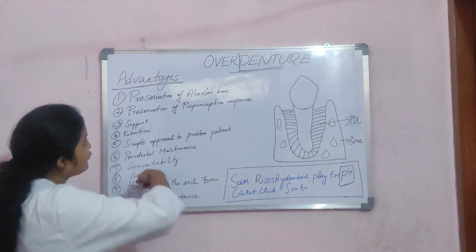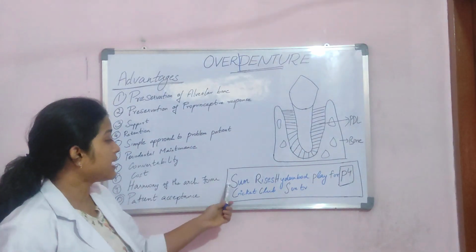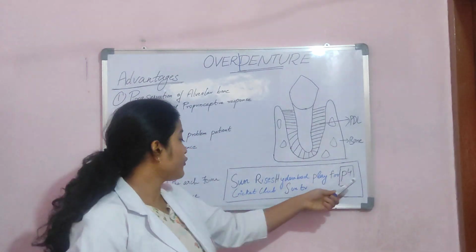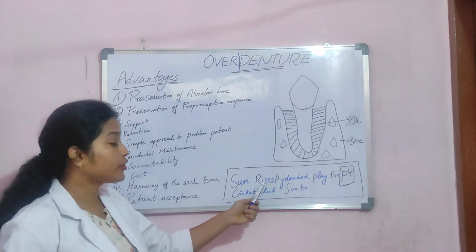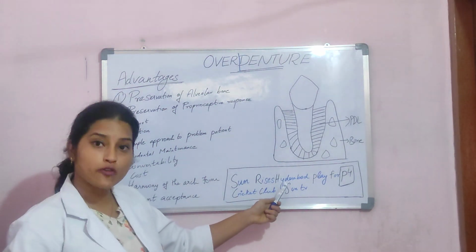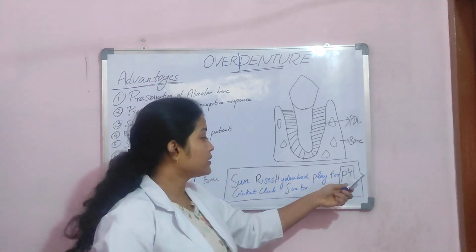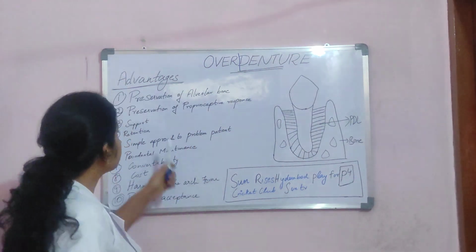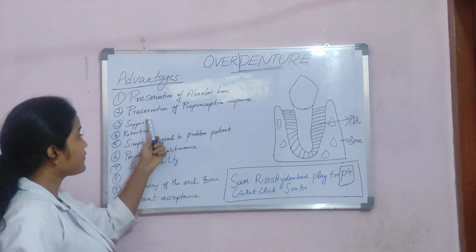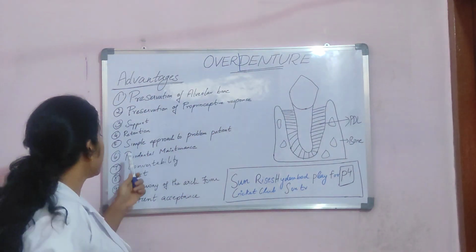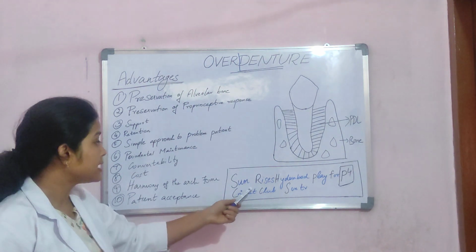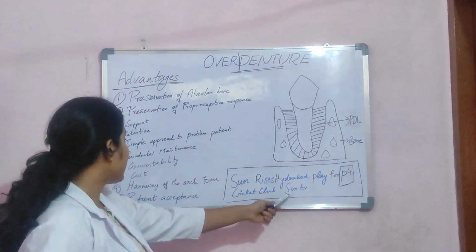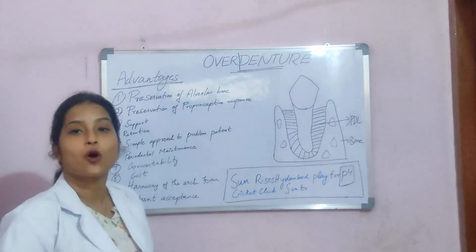The mnemonic for these advantages is Sunrisers Hyderabad play for Cricket Club Sun TV. S for support, R for retention, H for harmony of arch form, play for: there are 4 P's, which are preservation of alveolar bone, preservation of proprioceptive response, periodontal maintenance, and patient acceptance. C for cost, C for convertibility, and again S for simple approach to problem patient.